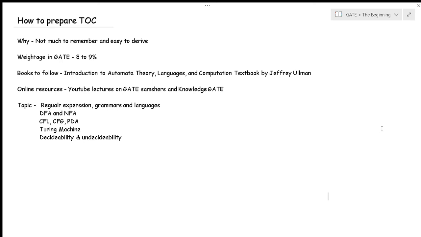So what you just need to do is cover the concept once very thoroughly, because after that it will be just problem solving based on those concepts, right? Now, talking about the weightage, in GATE it will have around 8 to 9% of the weightage, and believe me, it's very easy to get 7 to 8 marks, right? If the TOC came for 9 marks in the total exam, it's very easy that you can score 7 to 8 marks, right?